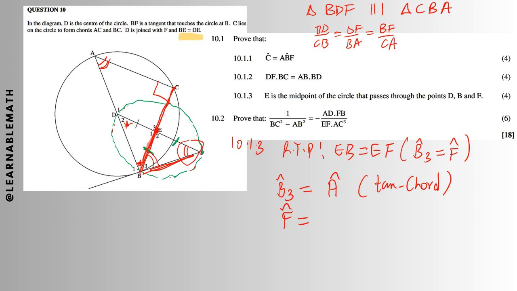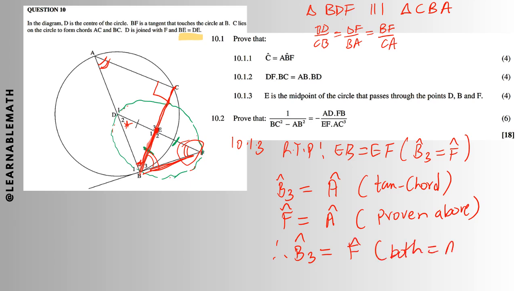Then I check what angle F is equal to. We have already shown that angles F and A are equal, because those were the third angles of the triangles in the previous one, when we were proving similarity. So we can just say proven above. Therefore we can deduce that angle B3 is equal to angle F, because both of them are equal to angle A. Now we have just proven that these two angles are equal. So if they are equal, what can we conclude? We can conclude that line EB will be equal to line EF. Why are we saying they are equal?